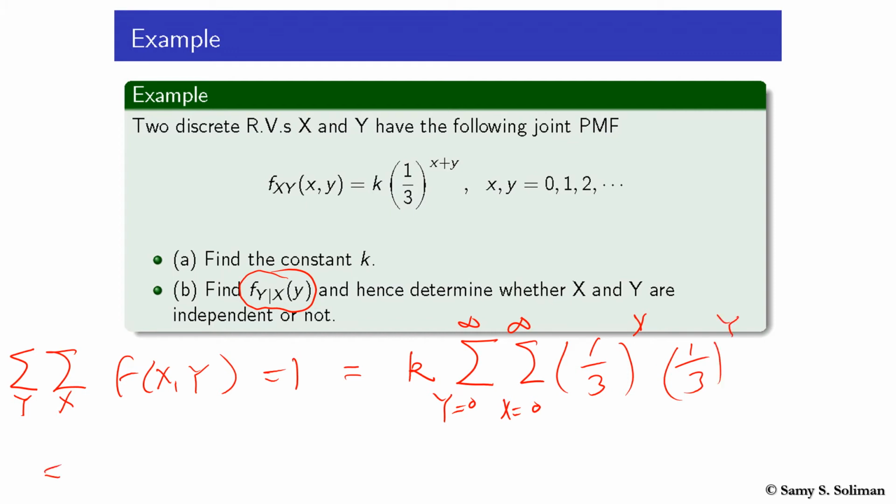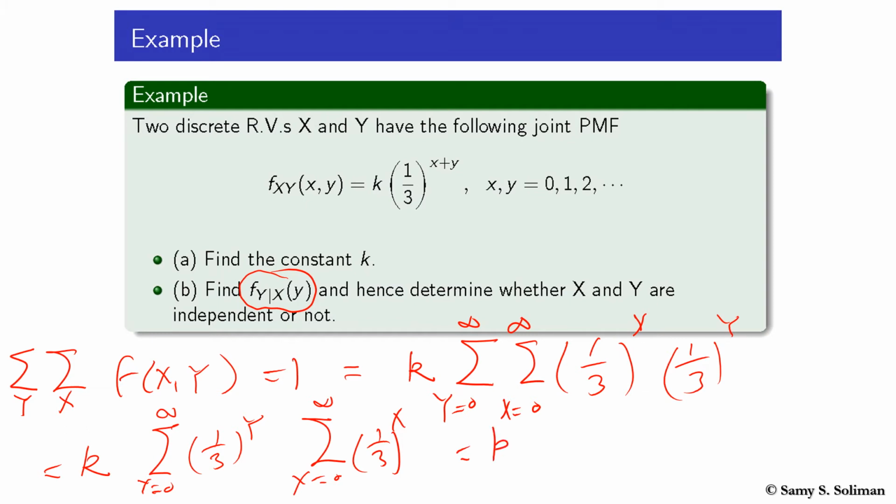This should be equal to k. Since x and y are separable here, we can separate the summations. So this is the summation over y from 0 to infinity of 1 over 3 power y, times the summation over x from 0 to infinity of 1/3 power x. Each of these two summations is a simple geometric summation.